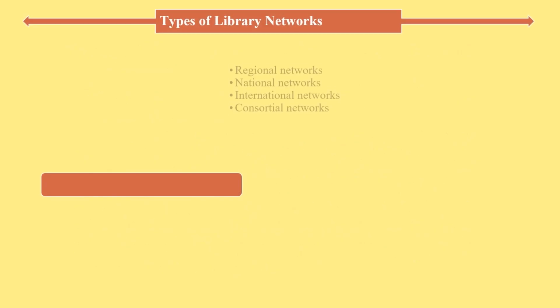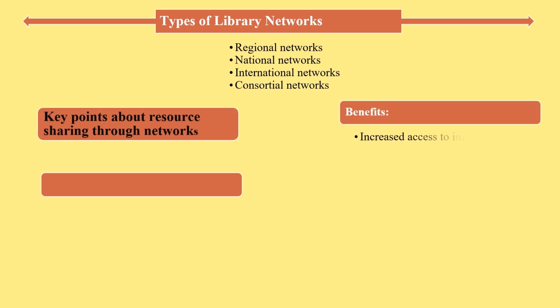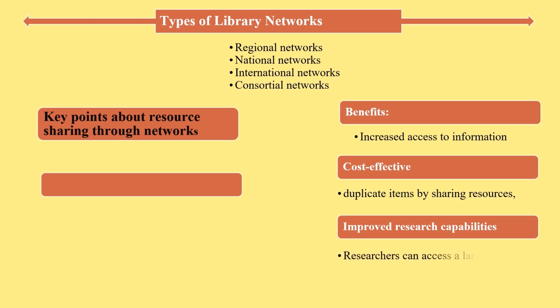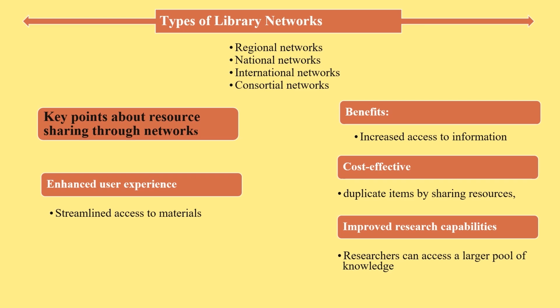Friends, types of library network. There are several types of library network. We have a regional network, which connects libraries within a specified geographical region. National networks connect libraries across the country. It can be an international network, which connects libraries globally. Then consortial networks are formed by libraries that come together to share resources and services.